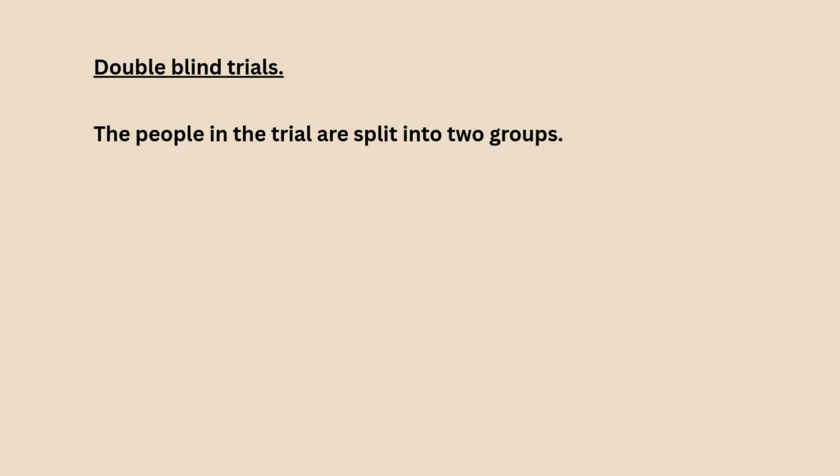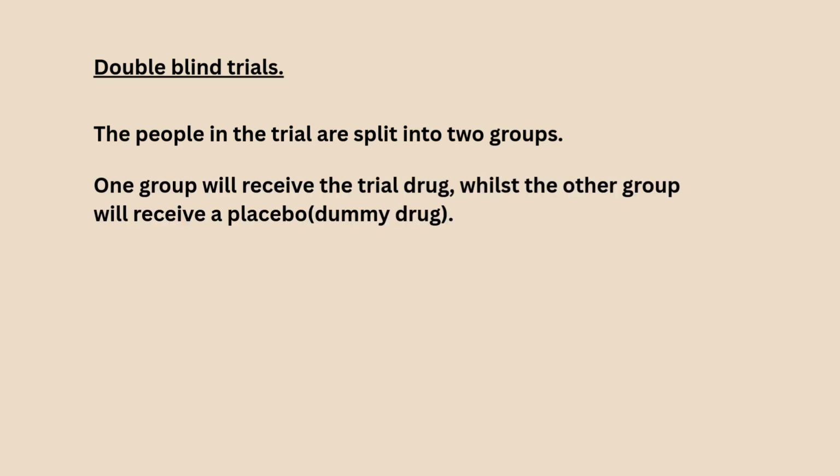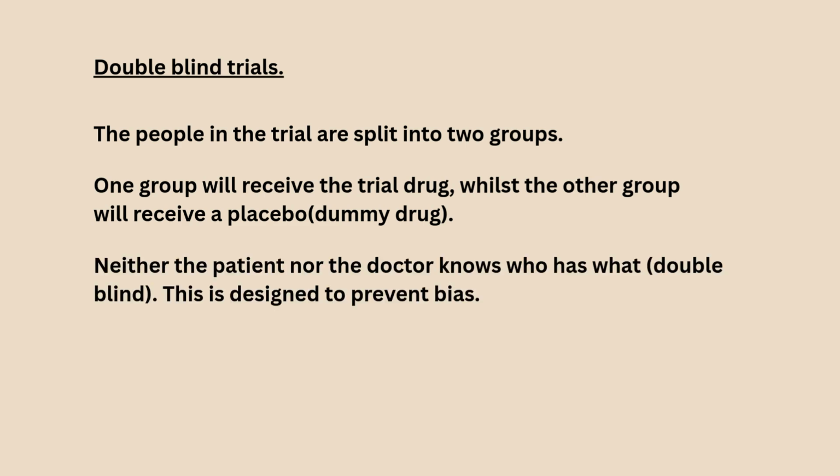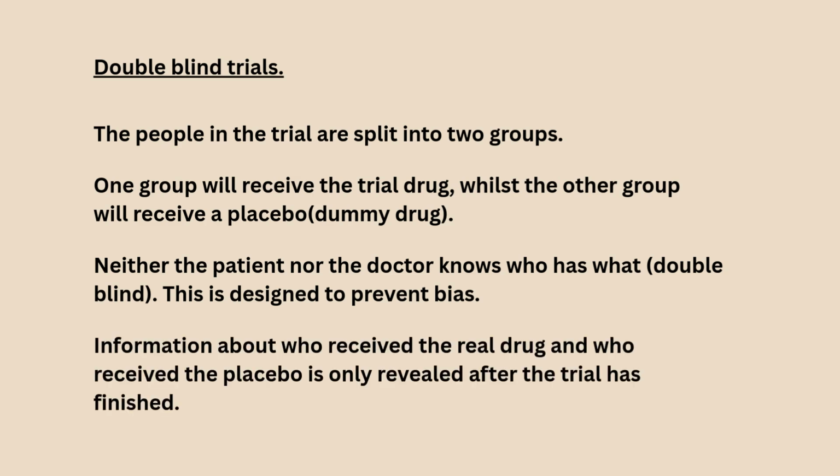Double-blind trials. The people in the trial are split into two groups. One group will receive the trial drug, whilst the other group will receive a placebo, which is a dummy drug. Neither the patient nor the doctor knows who has what. Double-blind. This is designed to prevent bias. Information about who received the real drug and who received the placebo is only revealed after the trial has finished.